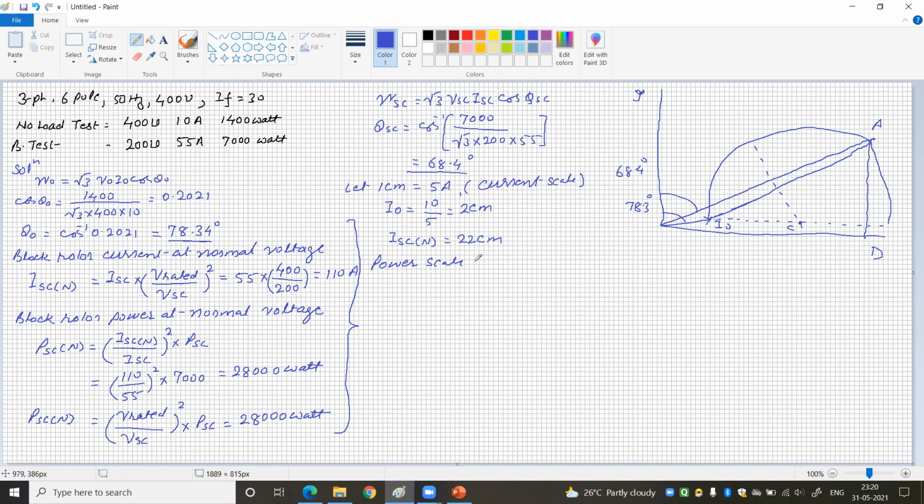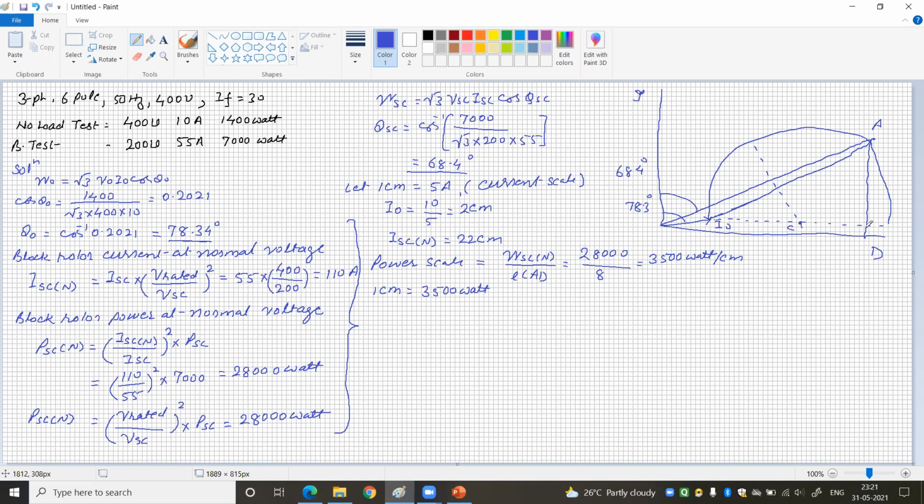So power scale is equal to WSC at normal voltage divided by length AD, which is 28000 divided by 8 centimeter, equals 3500 watt per centimeter. So we can say that 1 centimeter is equal to 3.5 kilowatt or 3500 watt. This is the power scale.